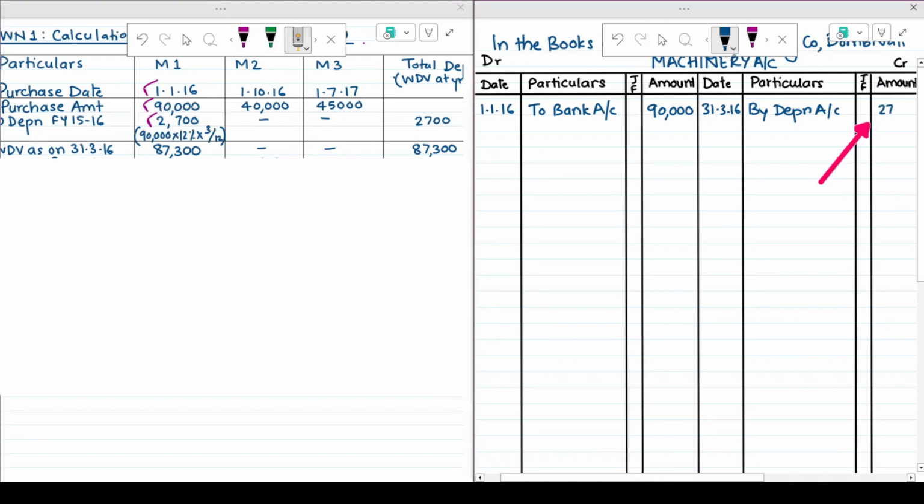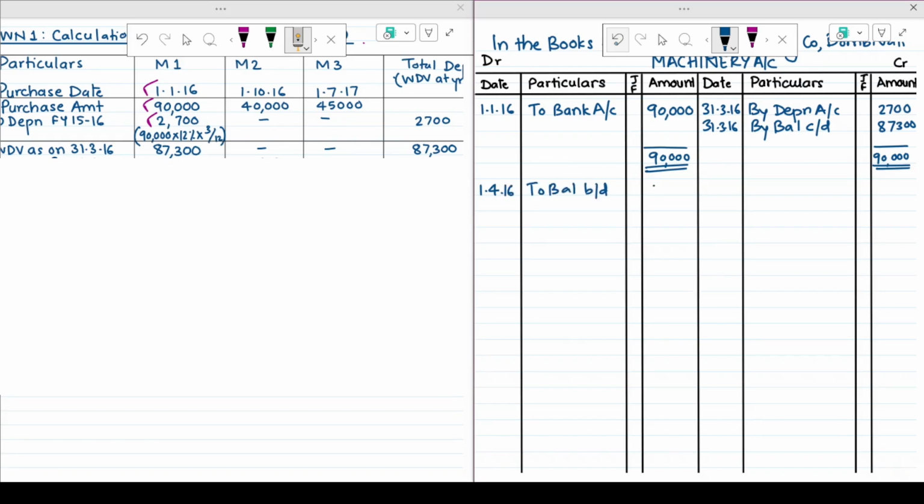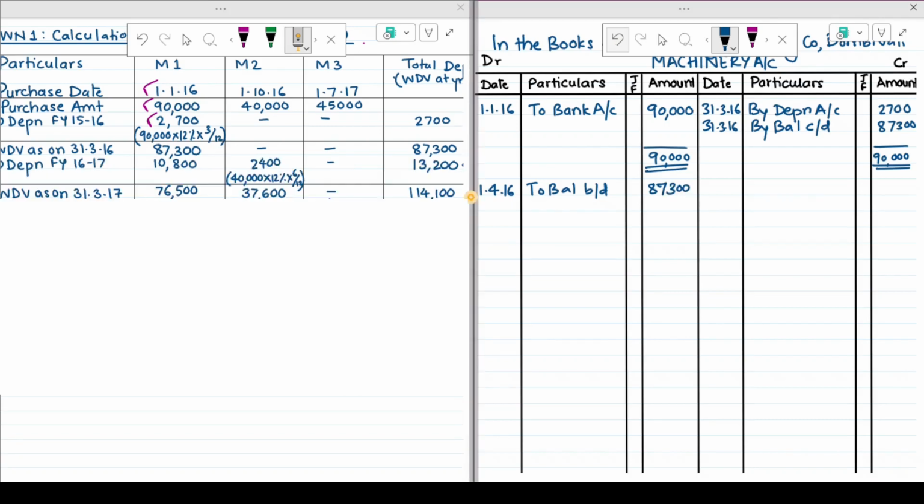2,700. There are no other entries in this year, so we will close the book. 90,000 and 90,000. 90,000 minus 2,700, we will get 87,300. This is 31/3/16 by balance closed down. Closing amount closed down, and next day we will carry forward this amount, 1/4/16 to balance brought down, 87,300.